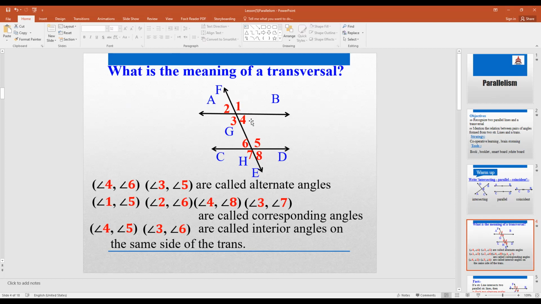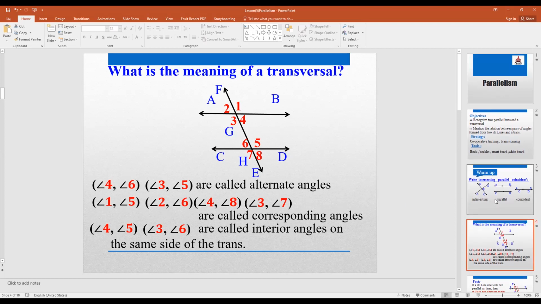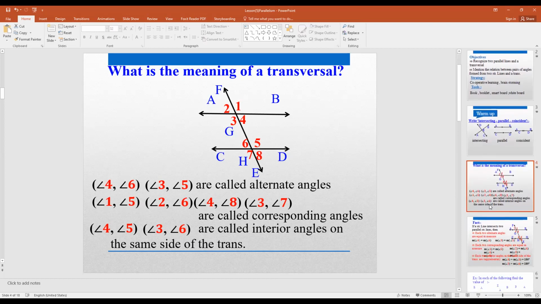The transversal with the straight line AB makes four angles: angle 1, angle 2, angle 3 and angle 4. And with the other straight line it also makes four angles: angle 5, angle 6, angle 7 and angle 8. We have different types of angles, or relations between angles, by using two straight lines and a transversal.